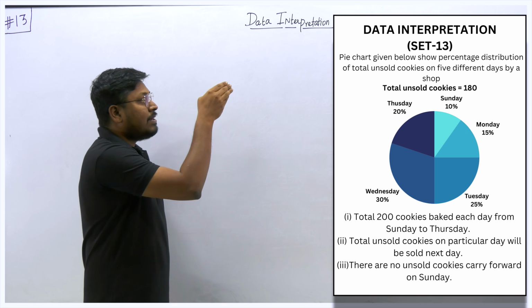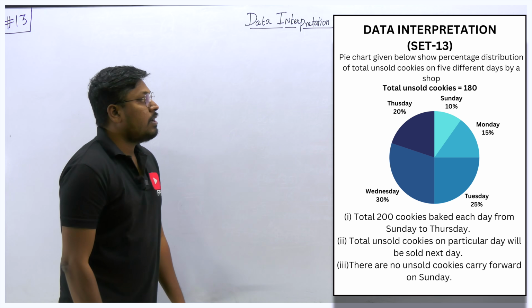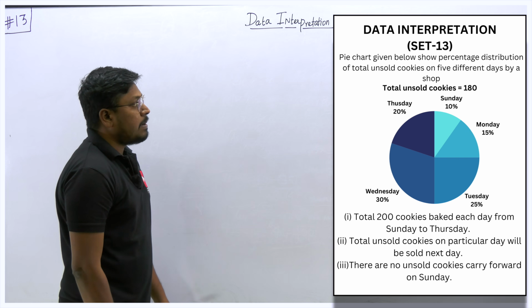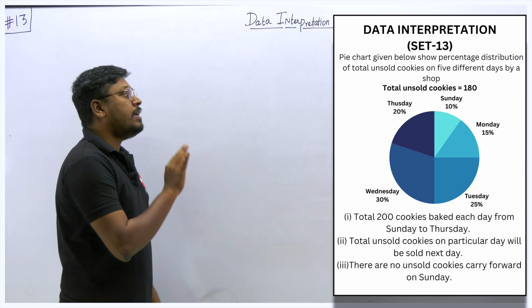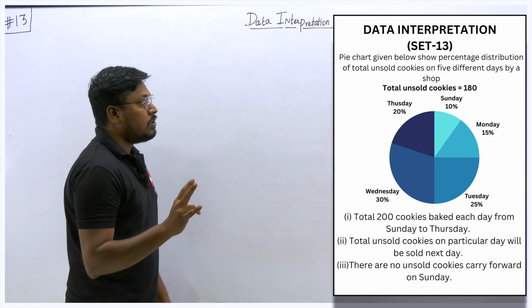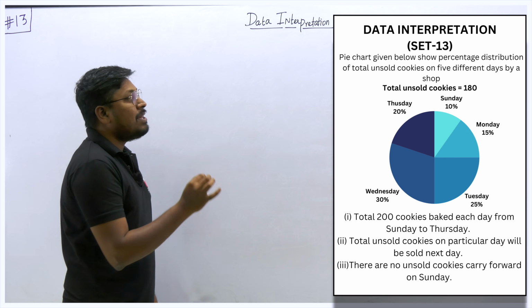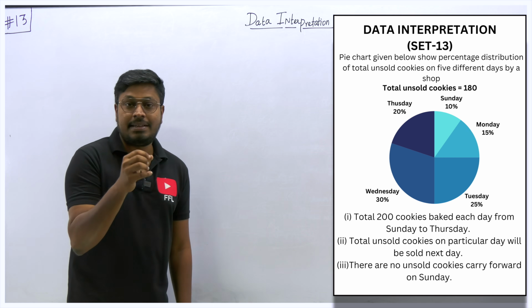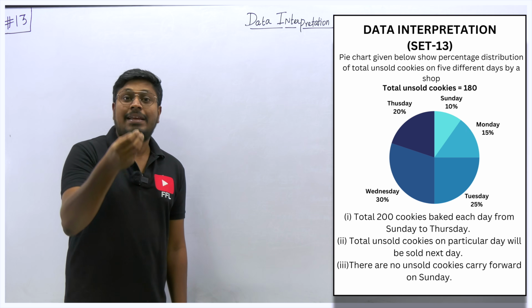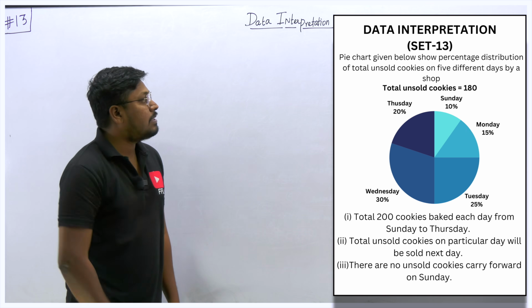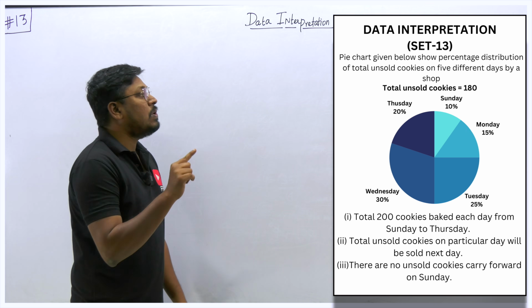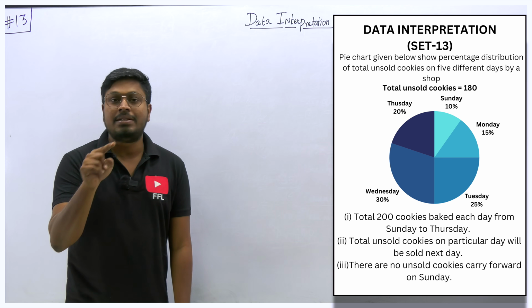And they have given 3 points. First point: a total of 200 cookies are baked each day from Sunday to Thursday. Second point: total unsold cookies on a particular day will be sold on the next day. Just see, the unsold cookies they are keeping for the next day to sell, right? And the third point: there are no unsold cookies carried forward on Sunday.